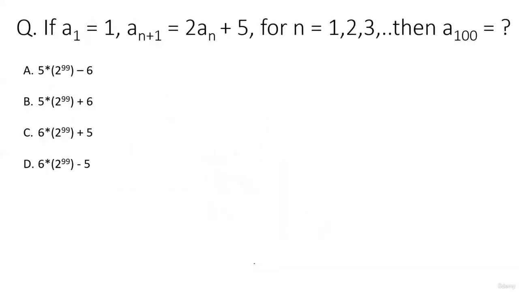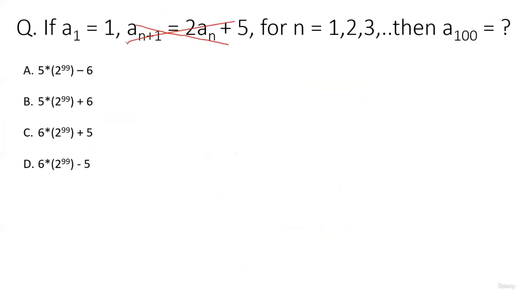So, if a1 is equal to 1, a(n+1) is 2a(n) plus 5 for n equals 1, 2, 3 and so on till a100, then find the value of a100. This is what is asked. Okay, so we have been given 4 options. Now there are many ways to solve the question. Many people try to build the general sequence of an with the terms given. I will use a much shorter method where I will not need that at all.